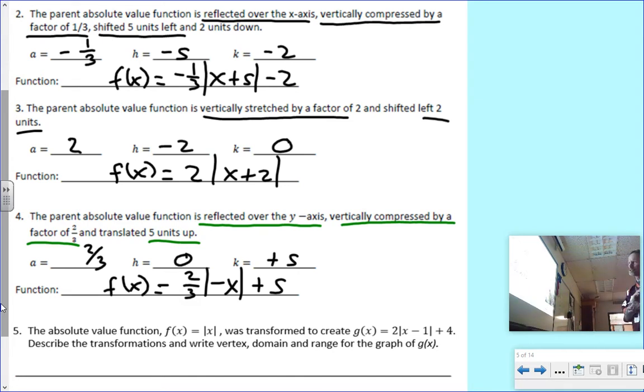Okay, I think those are the trickier ones to do because you have to write your own function and get all the information out from the verbal description. But once you do it a couple times, it's usually okay.